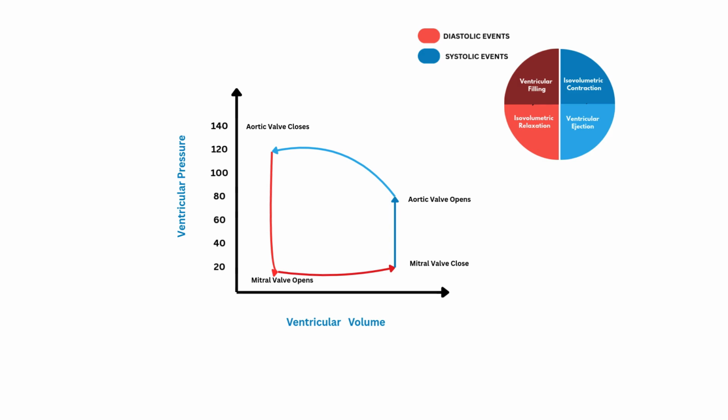The far right corner is the maximum fill of the ventricles. It is termed the end diastolic volume. This is the end of diastole. While the far left corner here is the leftover blood after a beat, termed the end systolic volume. This is the volume of blood that remains within the ventricle after a systolic cycle has occurred.